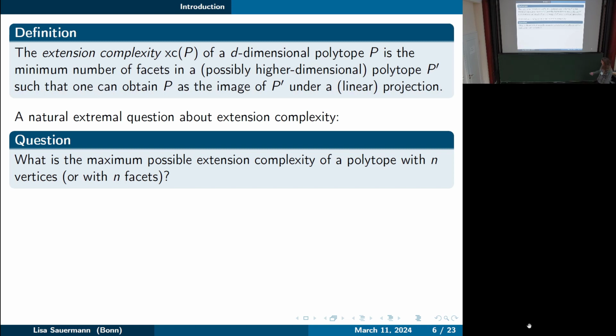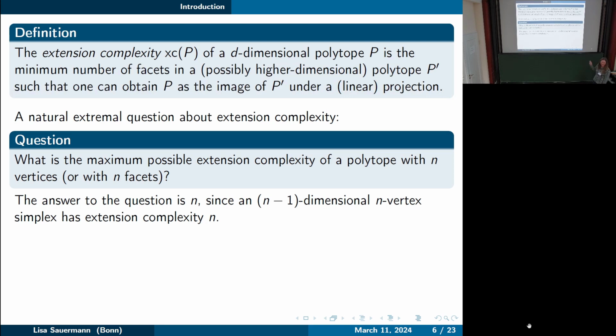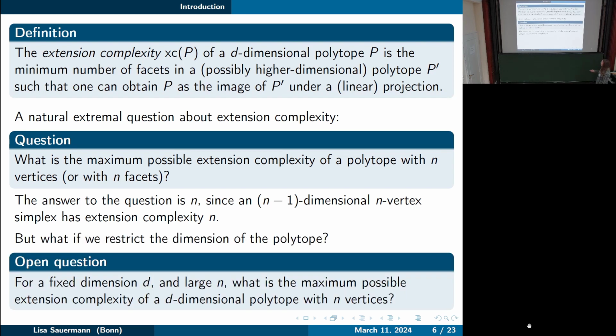In other words, if I know that the polytope has n vertices or n facets, how big could the extension complexity be? And for those of you who paid a lot of attention on the last slide, you might already see the answer. This question is actually fairly easy. The answer is n, because an n-1 dimensional n-vertex simplex has extension complexity n. We also saw on the previous slide that the extension complexity is at most n if we have n vertices or n facets. Okay, so that question was boring.